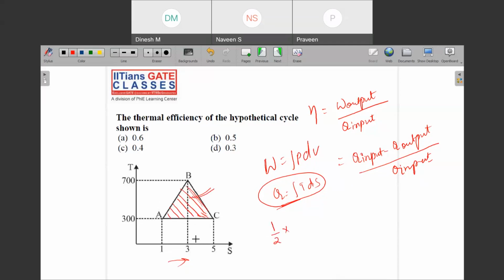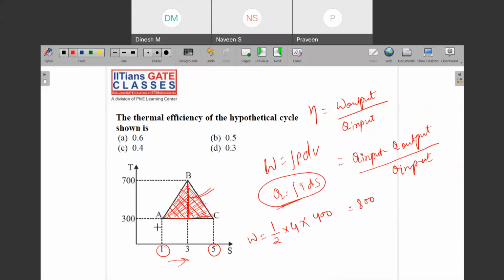The area of this triangle will be half of the base, and the base here is 5 minus 1, 4. So 4 into the height, which is 700 minus 300, 400, right? So this gives you the total work done. This is 800. I have written down the work value because the area enclosed by the curve on TS, or on PV, will give you the work interaction of that cycle. So the work interaction I know now.